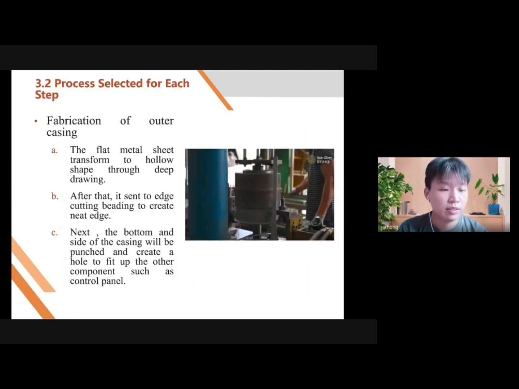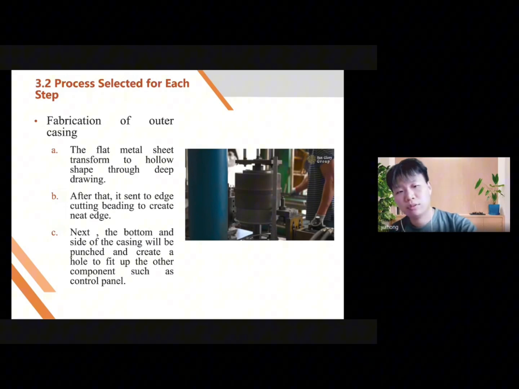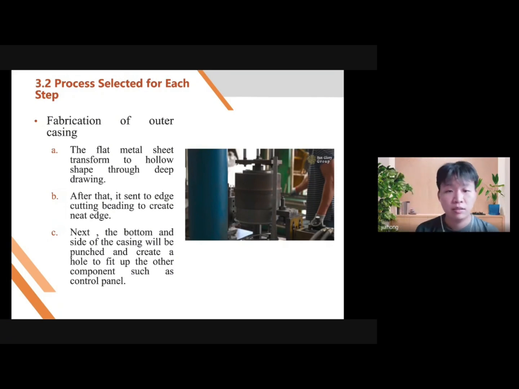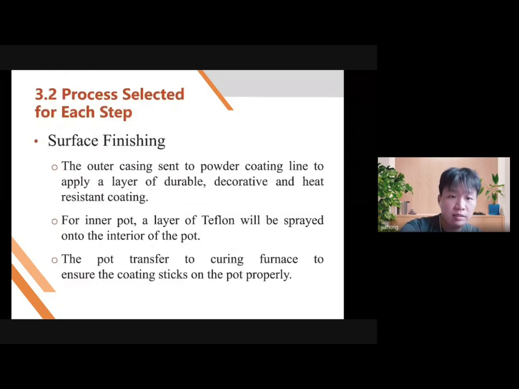Next, we look at the fabrication of the outer casing. Same as the inner pot, deep drawing is used to fabricate the outer casing. The flat thermoform plastic will be transformed into the shape of the outer casing. After that, it will be sent to edge cutting to create a neat edge. Next, the bottom and the side of the casing will be holed using a punch machine, so the other components, such as the control panel, can fit in. The last is the surface finishing.